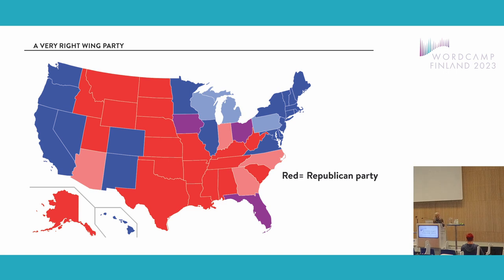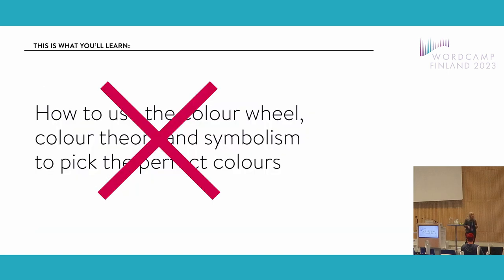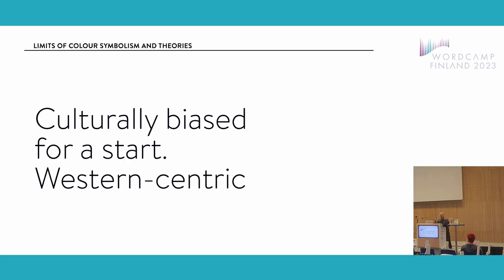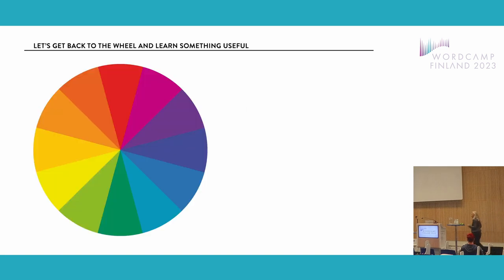So you remember when I said that I will teach you how to use the color wheel theory symbolism to pick the perfect colors? I was absolutely joking. Not true at all. This is not going to happen. So, cultural symbolism has really, really huge limits because it's very culturally biased, as we just saw. Everybody has their own associations with color, so it's very local. And plus, the theory of color is very Western-centric. You will not find anything on the internet about white meaning something in other cultures. So what we'll do instead is we'll get back to the wheel as we know it today, and I'll show you something that is actually useful.